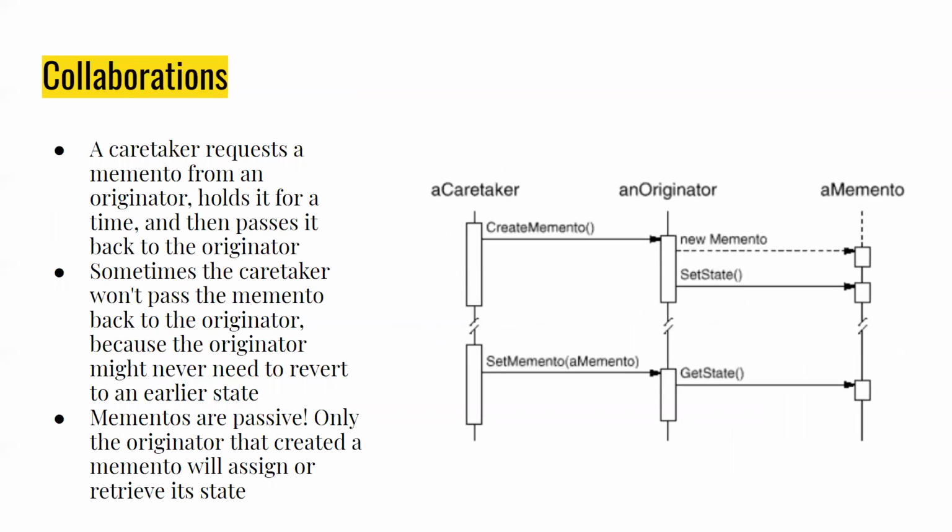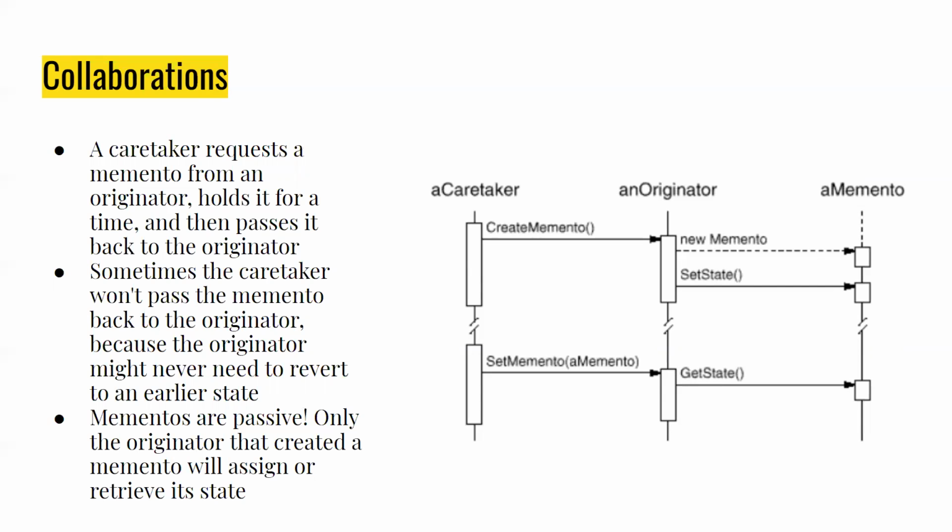For the collaborations on the right, we have a sequence diagram that describes what's happening on the left, and I'm going to read off what's happening. A caretaker requests a memento from an originator, holds it for a time, and then passes it back to the originator. Sometimes the caretaker won't pass the memento back to the originator because the originator might never need to revert to an earlier state. Mementos are also passive.